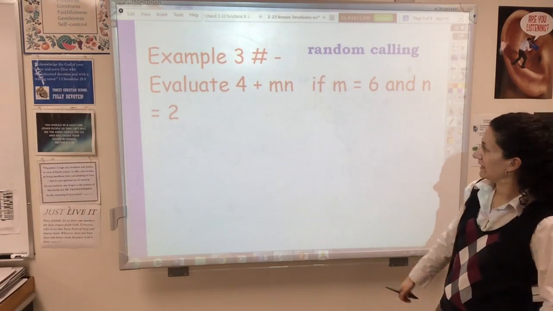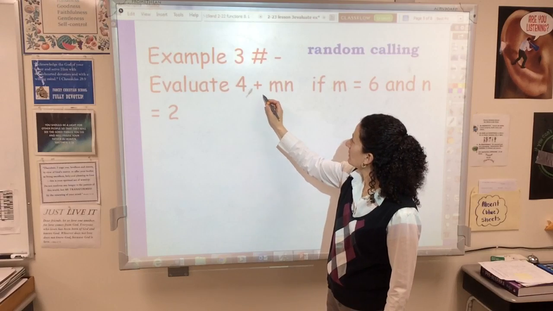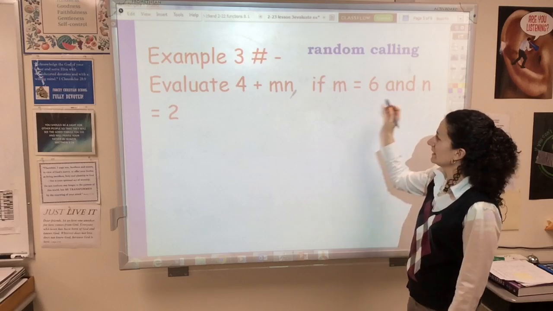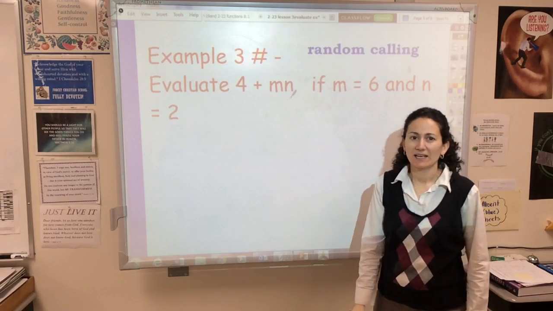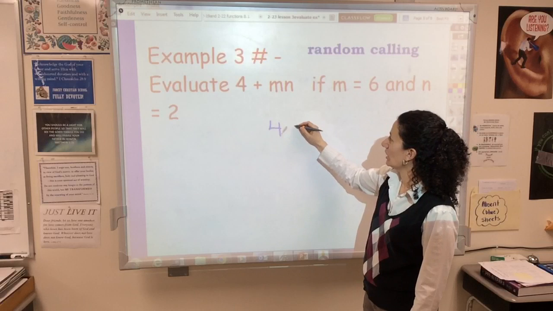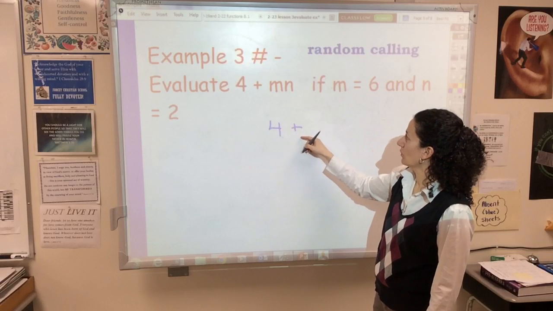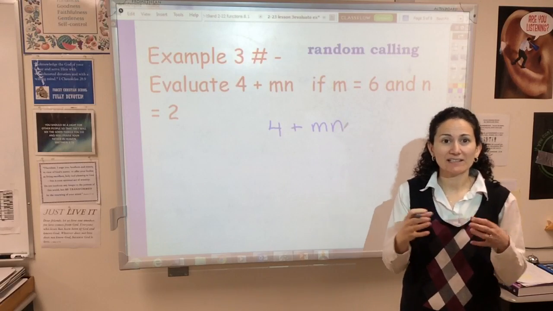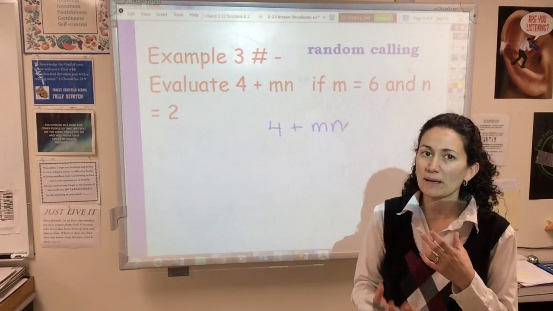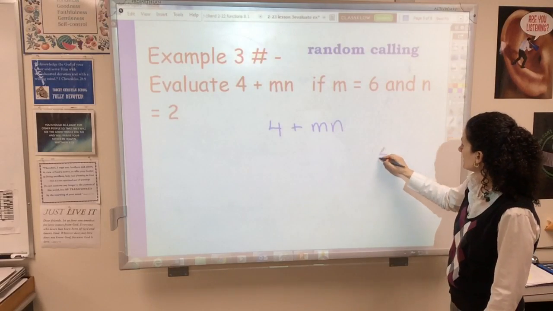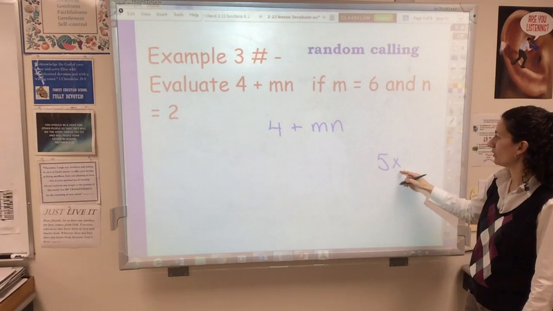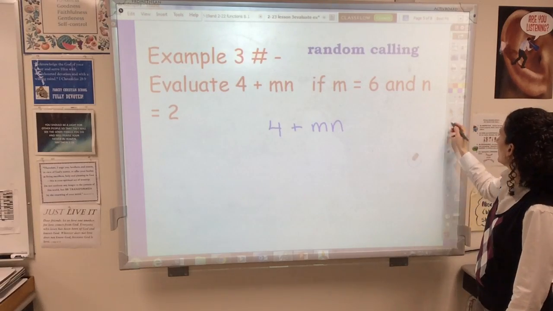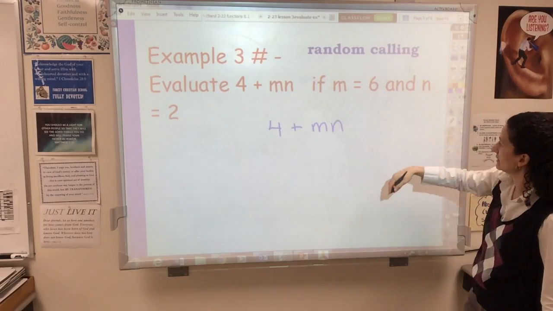Take a look at a few more complicated examples. In example number 3, it says evaluate 4 plus mn if m equals 6 and n equals 2. In this example, we've got two operations. We've got adding 4, and then we've got this mn. We've got our variables sitting next to each other. If you remember, if a number is next to a letter, we've seen this before, that means multiply.